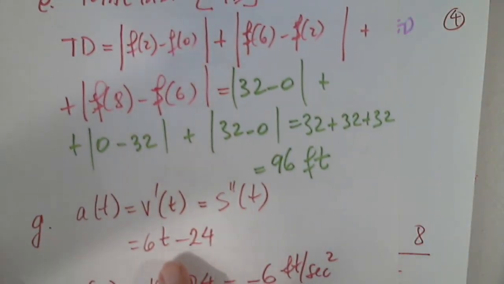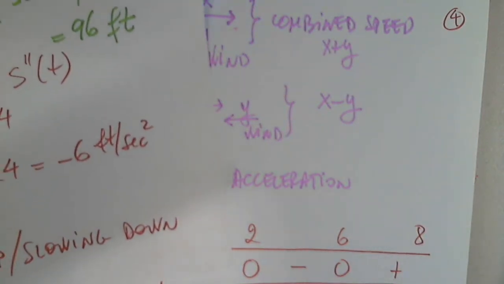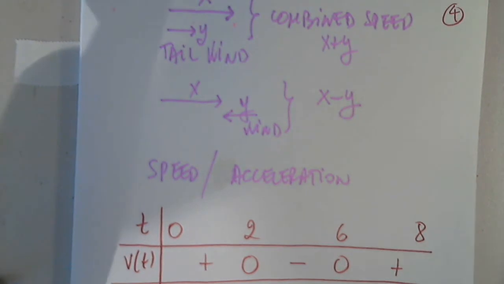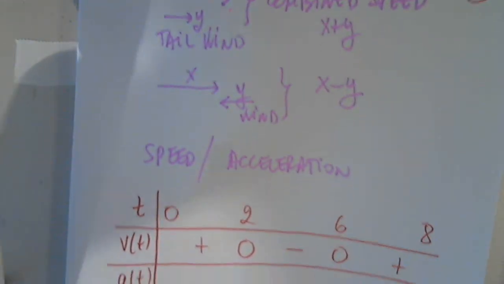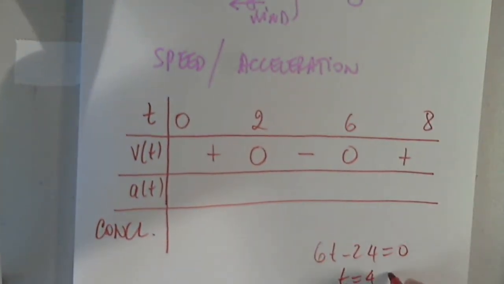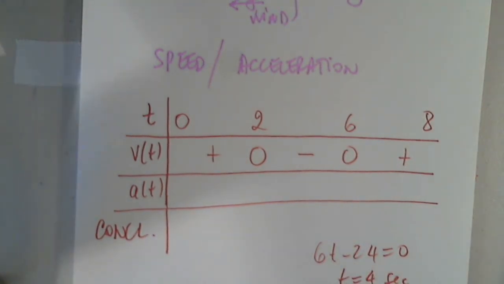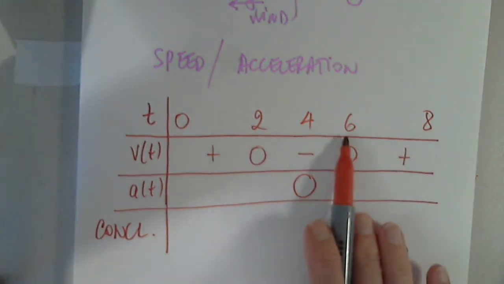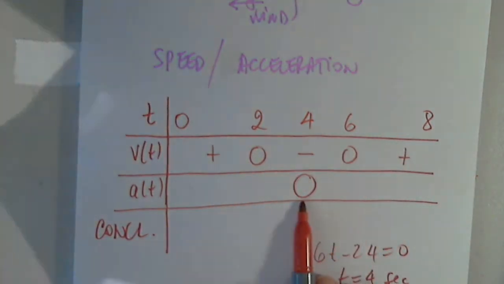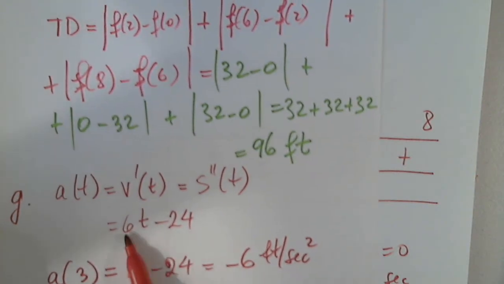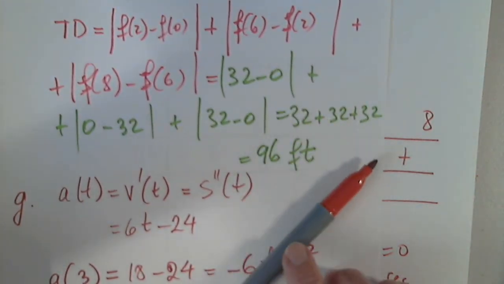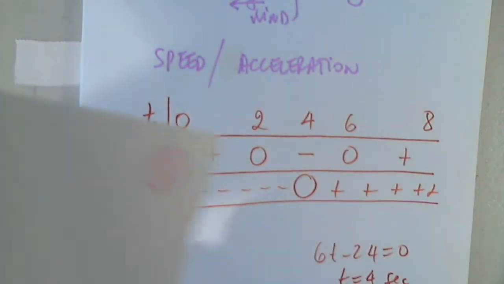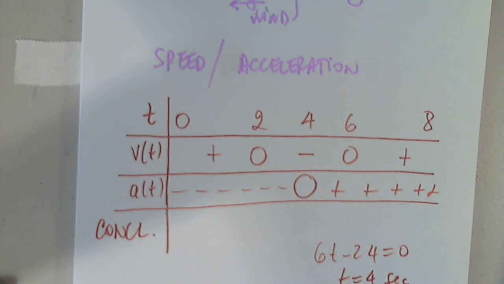The acceleration is 6t minus 24. So 6t minus 24 equals 0 will mean that t equals 4 seconds, 24 divided by 6. So right here, between 2 and 6, there is 4, and the acceleration is 0. The leading coefficient is positive, so the acceleration looks like this, from negative to positive. And now I'm ready to draw conclusions.